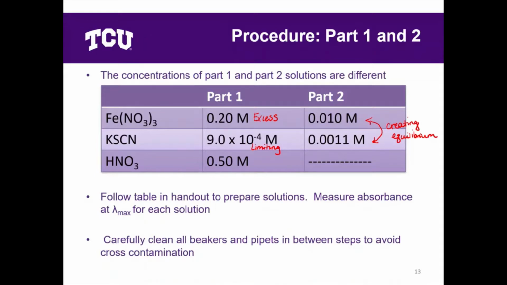Follow the table in your handout, which is posted on D2L, to prepare the solutions. Measure the absorbance at lambda max for every solution in parts 1 and 2. You're going to carefully clean all beakers and pipettes in between your steps to avoid cross-contamination, especially between parts 1 and 2. Please make sure everything's very clean and separated between parts 1 and 2.